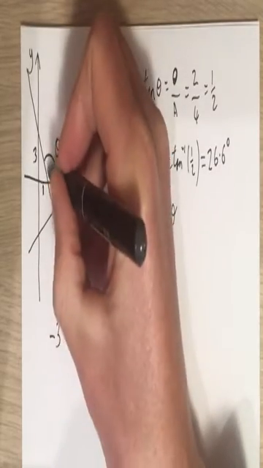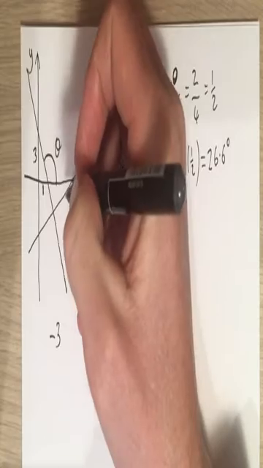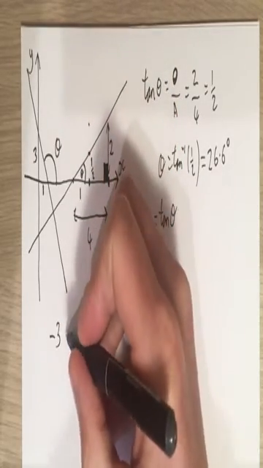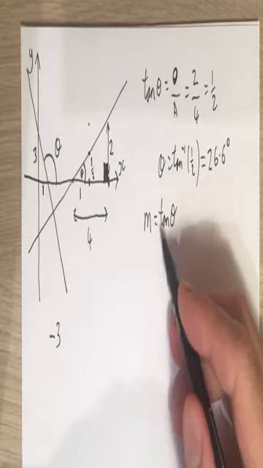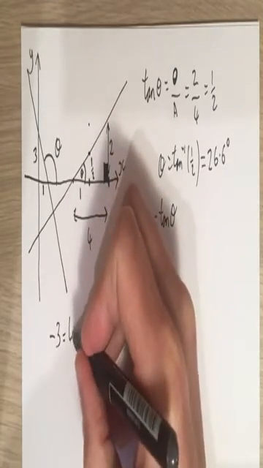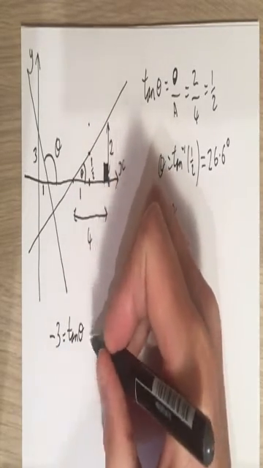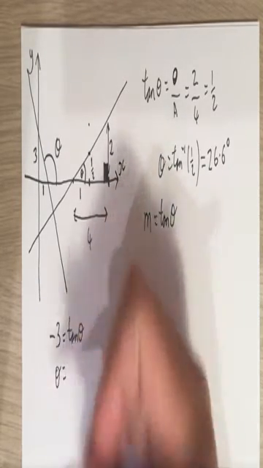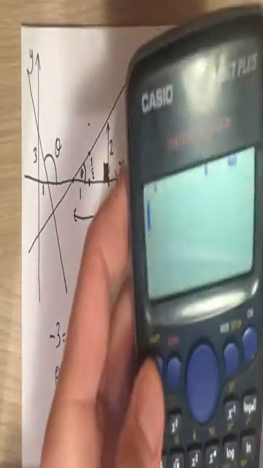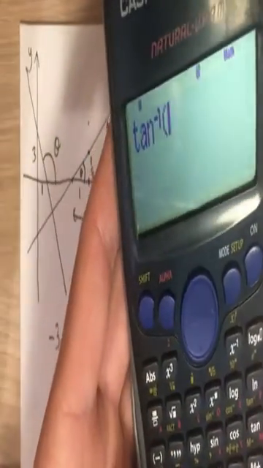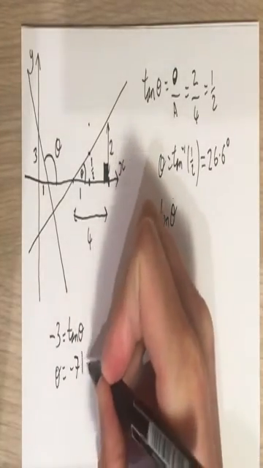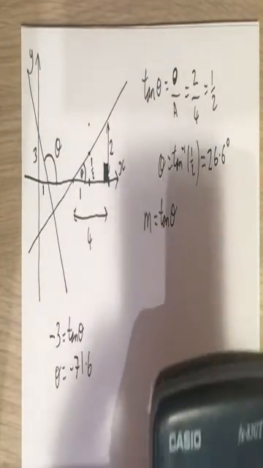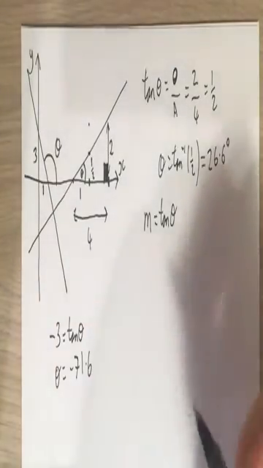And that means, again, you can draw the triangle and see how it's going to work. But that means that basically minus 3, the m, is tan of theta. And I can do inverse tan to find out what theta is going to equal. Let's do inverse tan of negative 3. There we go. Theta is minus 71.6 degrees.